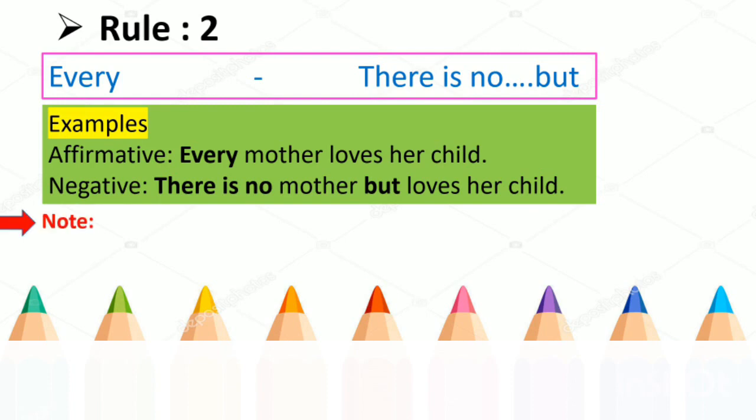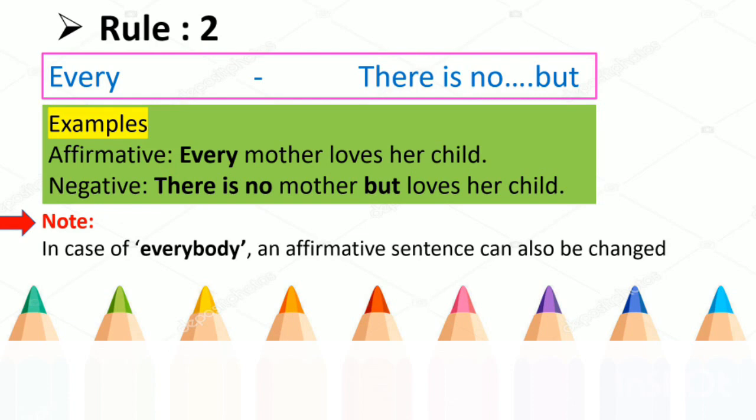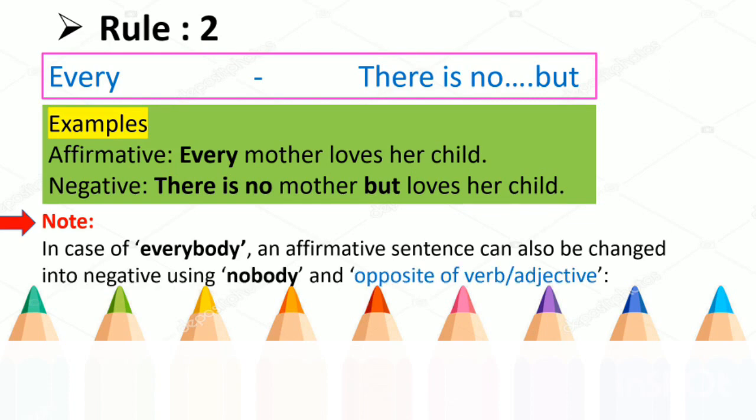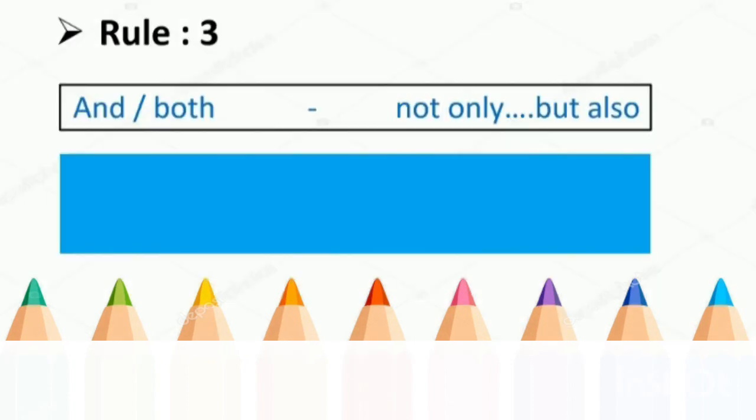But please note, in case of everybody, everything, everyone, such words are used in affirmative sentences, so they can also be changed into negative by using nobody, no one, nothing, and along with them we have to use the opposite words of verb or adjective as per requirement. Ultimately, we have to remember that the meaning should not be changed when we are transforming from one type to another. Okay, let's go ahead.